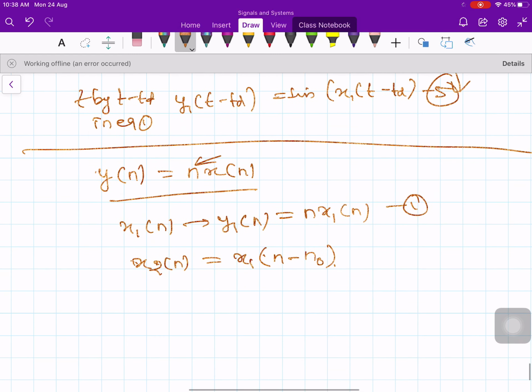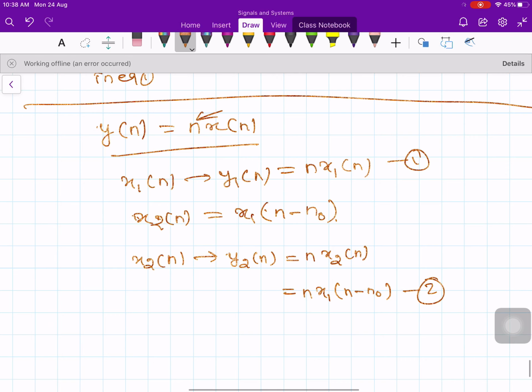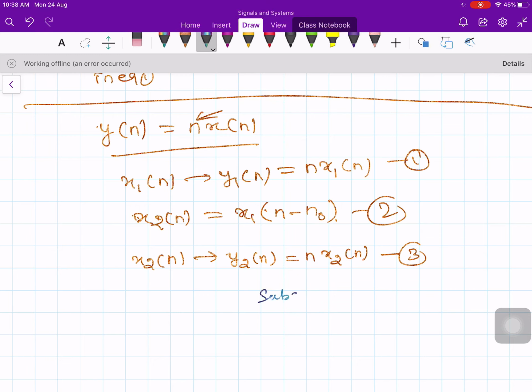Now x2 of n you apply to the system, you will get y2 of n. y2 of n is n times x2 of n. Now what is x2 of n? x1 of n minus n naught. Let me say this is equation number 2. Sorry, this is 2, and this is 3, and this is 4. So in this step you substitute equation 2 in equation 3. So you will get n times x1 of n minus n naught. This is your y2 of n. Let me say this is equation number 4.